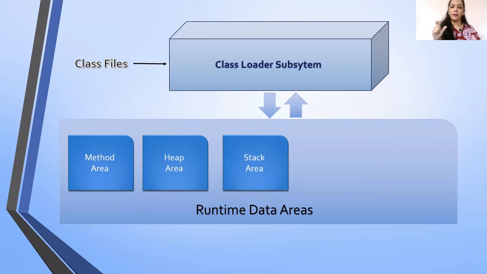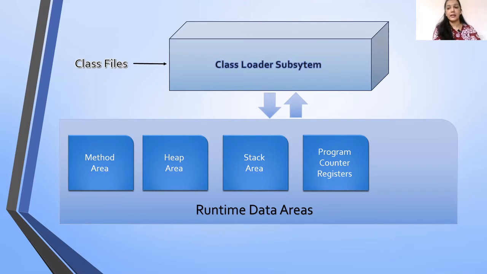There is a movable boundary between the stack area and the heap area. So the heap area can be expanded or contracted depending on the need at runtime. The fourth memory area is the PC registers, that is nothing but program counter registers. So a separate PC register is created for every thread.